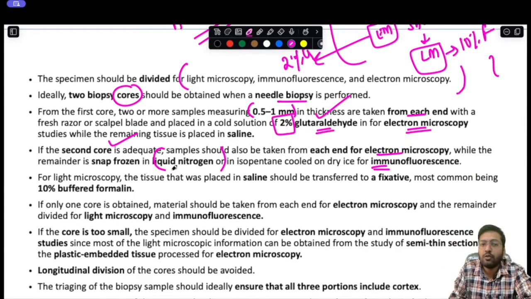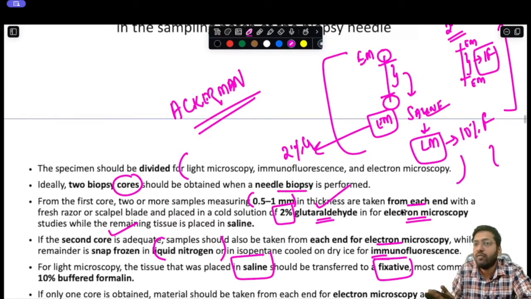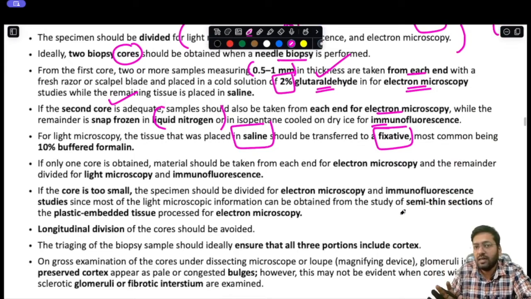For light microscopy, the tissue that was placed in saline, as I told you, should be transferred to a fixative, most commonly 10% buffered formalin. So I hope you have understood how we are dividing for examination.